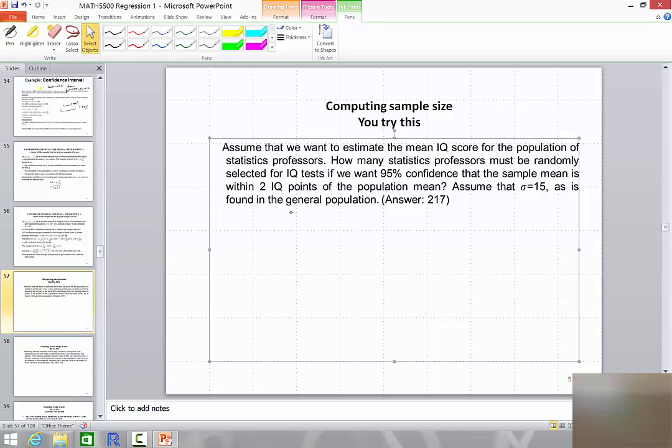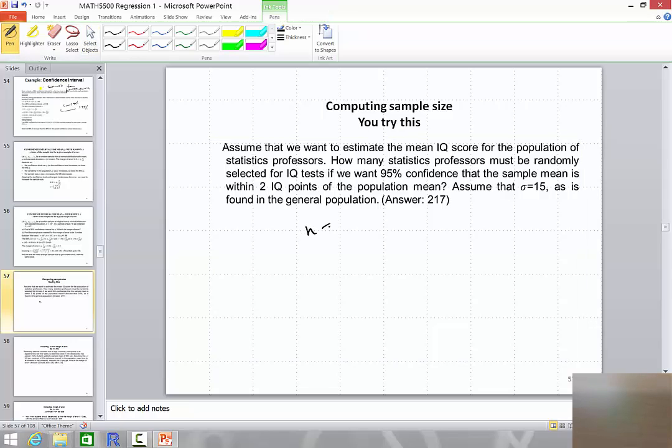That means they're asking you n is equal to what? If we want 95%, 95% means Z critical is equal to 1.96, and sigma is given as 15, right? All right, is the question clear?